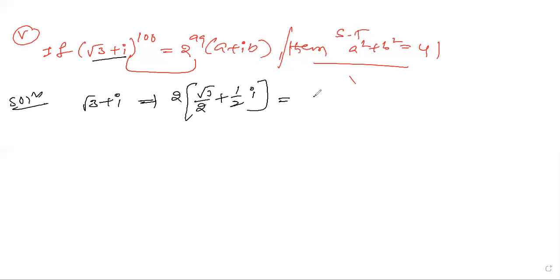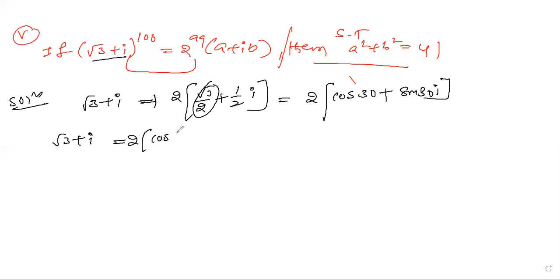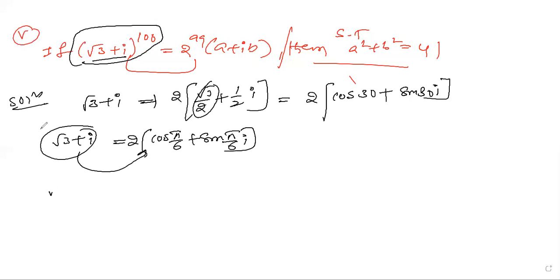Next, 2 times of root 3 by 2 can I write as cos 30, and this one as sine 30 into i? So root 3 plus i can be written as 2 times cos pi by 6 plus i sine pi by 6. I wrote root 3 plus i like this to make it convenient. What do I have to do? The power of 100, right? So I'm making a power of 100 now.